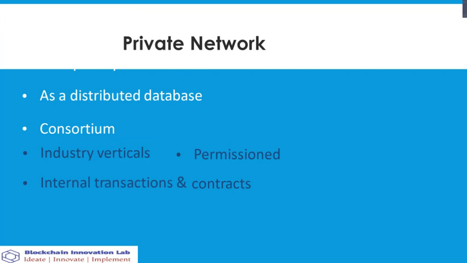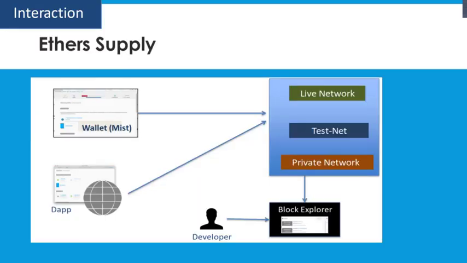The private network is a distributed database. It's a consortium. You have industry verticals. You have permissioned blockchain. You have internal transactions and contracts. All this is part of the private network. So, as I told you, there are three kinds of network: live, testnet, and private network.